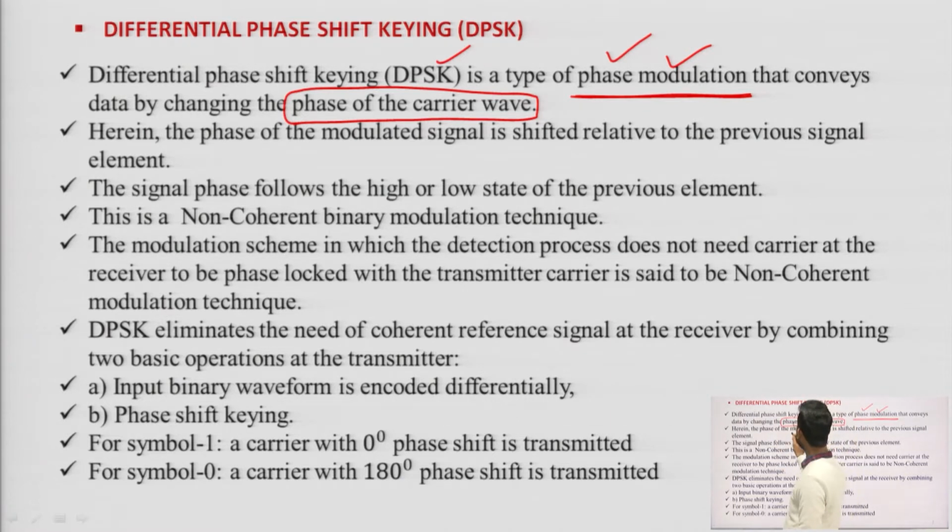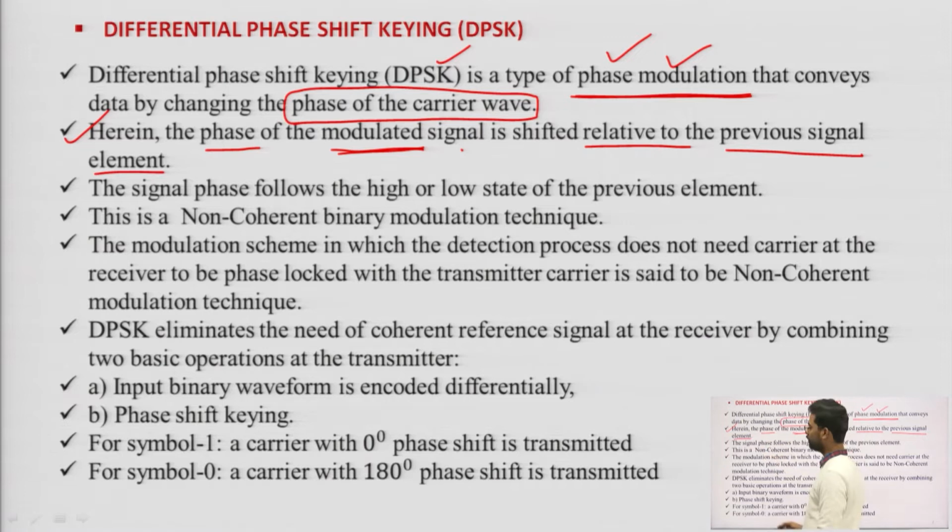Here the phase of the modulated signal is shifted relative to the previous signal element. We will see what this point wants to tell. The phase of the modulated signal, modulated meaning after operation on the message and carrier signal, that is your modulated or transmitted signal, is shifted relative to the previous signal elements. We will see why it depends on the previous signal element.